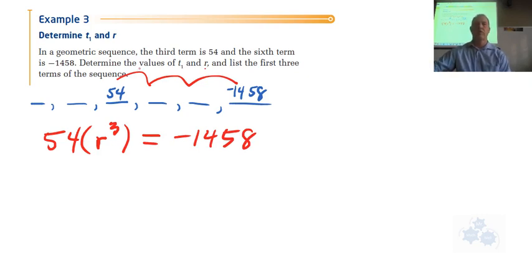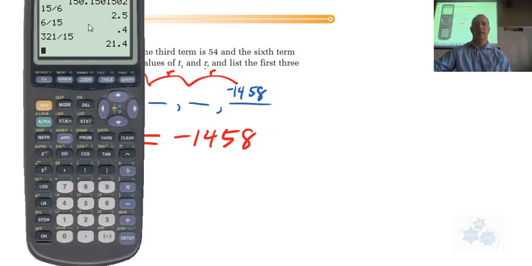Okay, so I'll just say that again. 54 must be multiplied by the common ratio 3 times. So 54 times r times r times r. That's r cubed. Equals this. So we're going to solve for r here. And let's just get the calculator out so we can all see this together.